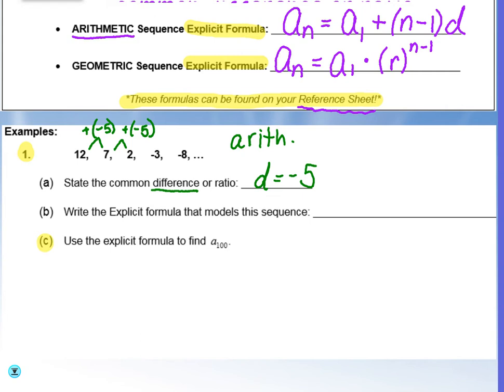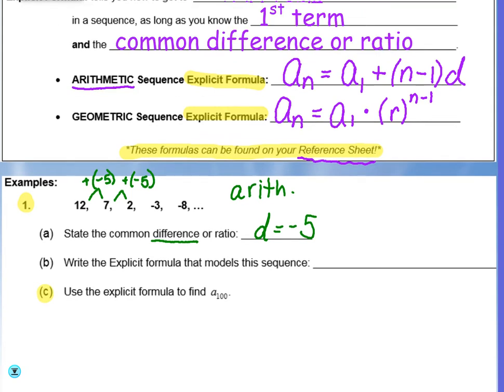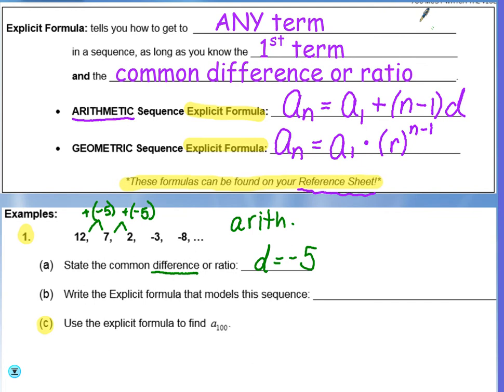We said up above that you can come up with the explicit formula as long as you know the first term of your sequence, and in this example, the common difference. Well, we do know the first term, and it is 12. Let's record that also. So we know the common difference is -5, and let's jot down that our first term is 12. So when we are asked to write the explicit formula, we're always going to use our explicit formula from our reference sheet or up here in your notes as our guide.